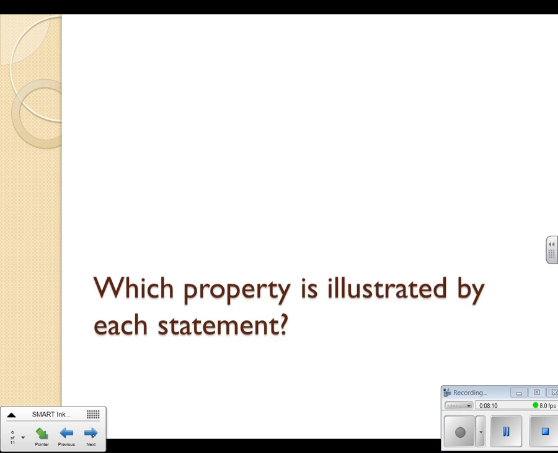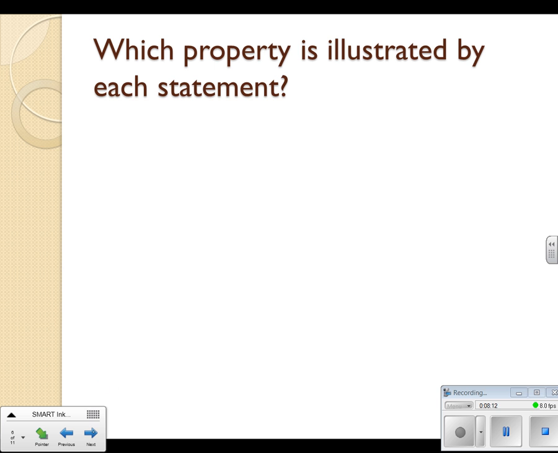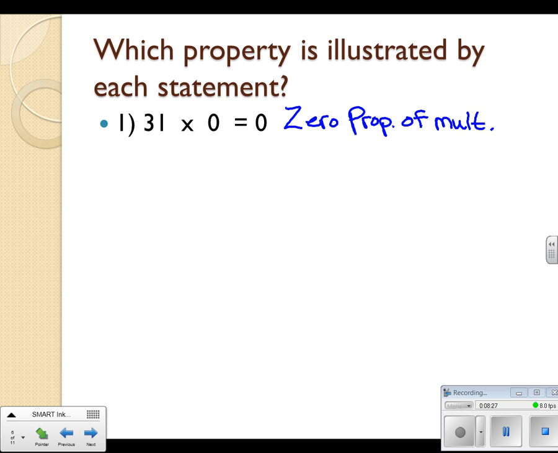So now we're going to look at which property is illustrated in the statements. 31 times 0 equals 0. That'd be the 0 property of multiplication. And I'm just going to abbreviate here. When we multiply by 0, we always get 0.